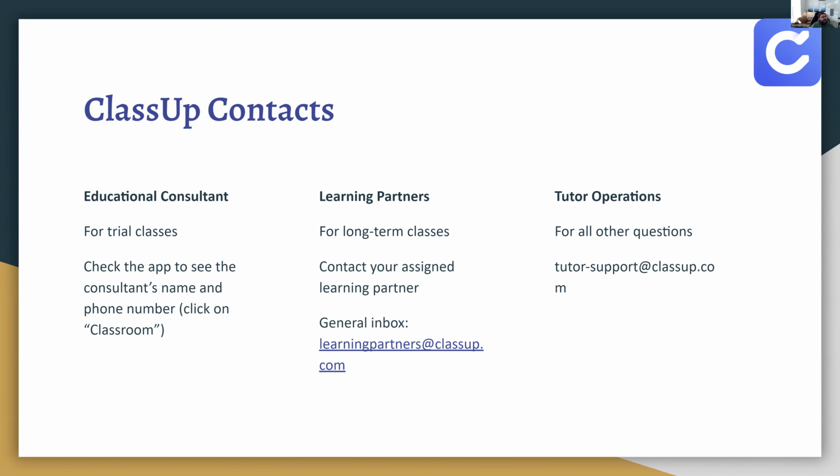Finally, to reach out and access support from any of our ClassUp teams, we recommend our ClassUp contact list. For issues involving trial lessons, we recommend reaching out to the education consultant team by checking your app to find your consultant's name and phone number. For long-term lesson issues, we recommend consulting your learning partner. You will know your learning partner's assigned name and contact information once you have been assigned a long-term student.